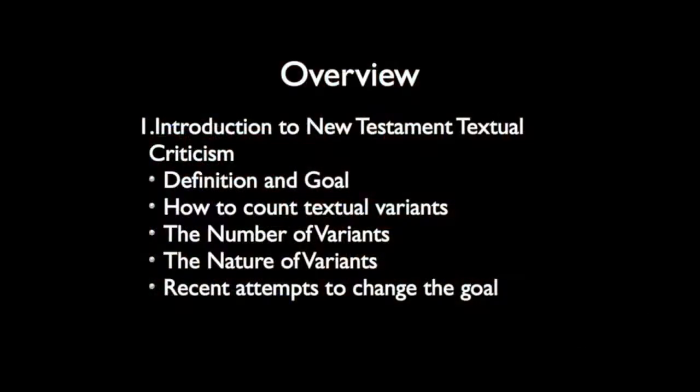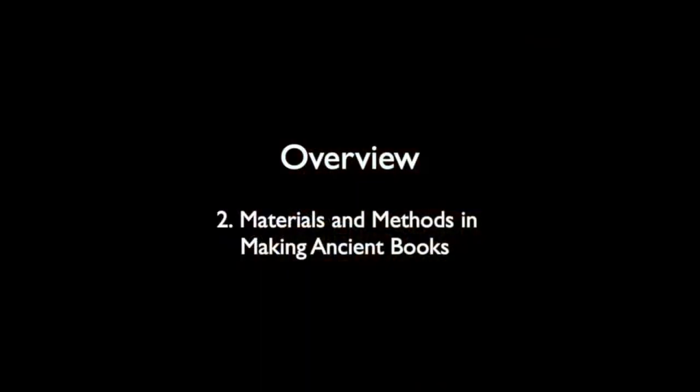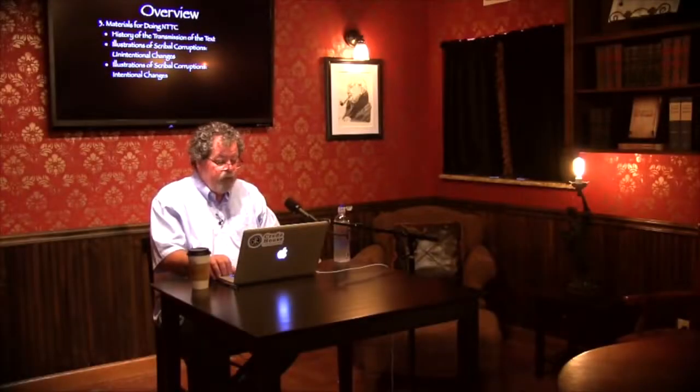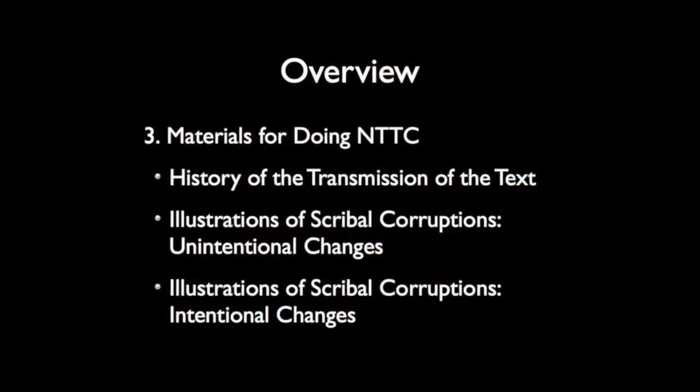The nature of variants, recent attempts to change what the goal of textual criticism is. And each one of these is a separate lecture. Then we'll look at the materials and methods in making ancient books. And then the materials for doing New Testament textual criticism. This will include the history of the transmission of the text, that is from ancient times until the time of the printing press, and it's a brief history looking at some of the aspects of what's happened.